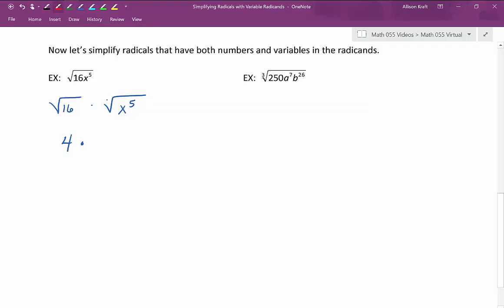Now I'm going to divide my index of 2 into my exponent. 2 goes into 5 2 times, so that's x squared on the outside, and then we have a remainder of 1, so x to the first underneath. Let's clean up that outside. We have 4 times x squared, so let's just write it 4x squared times the square root of x.